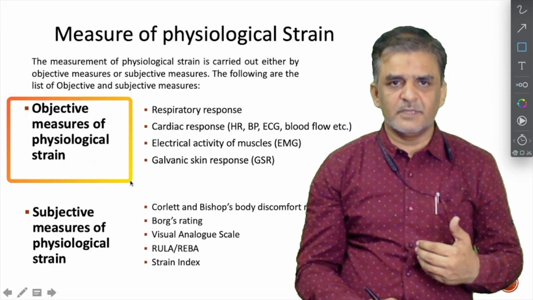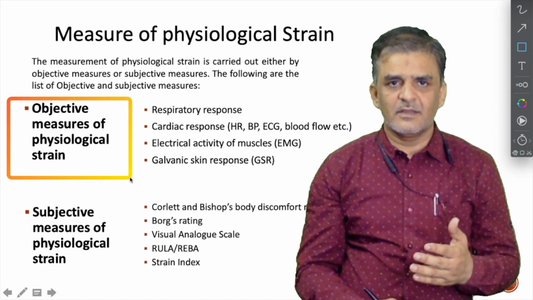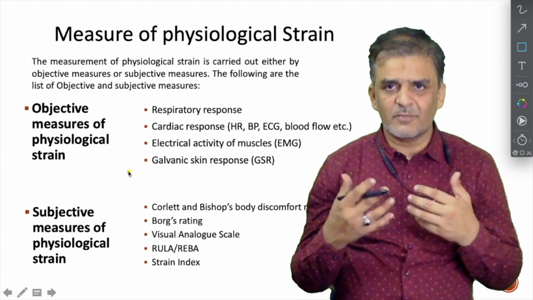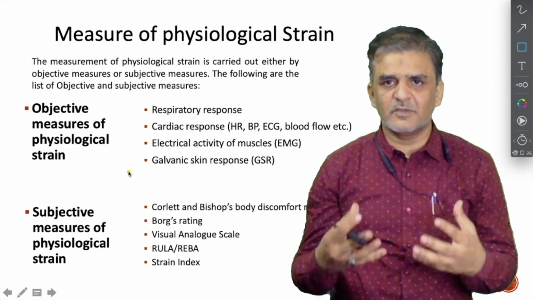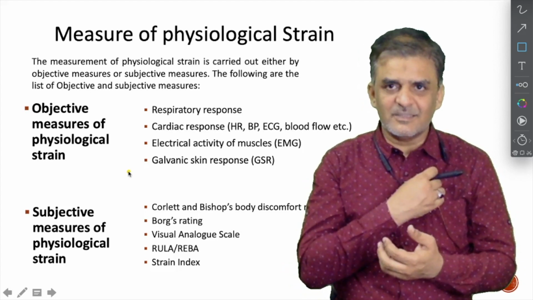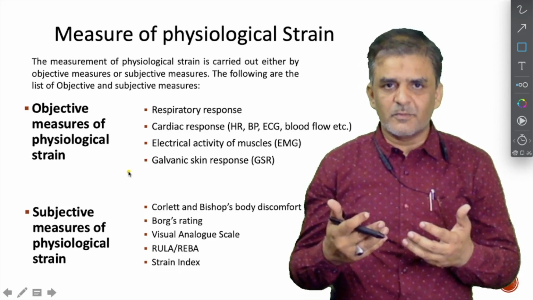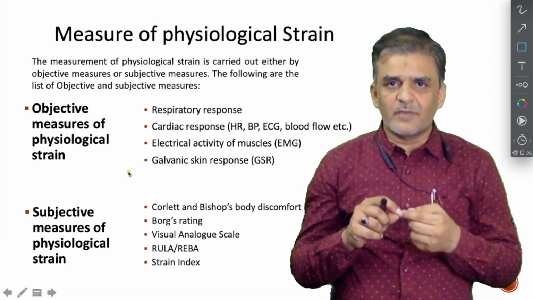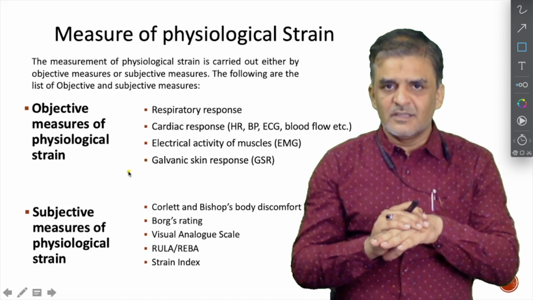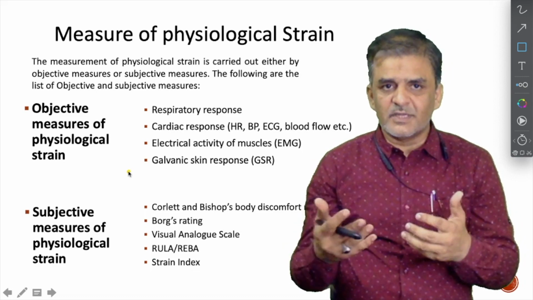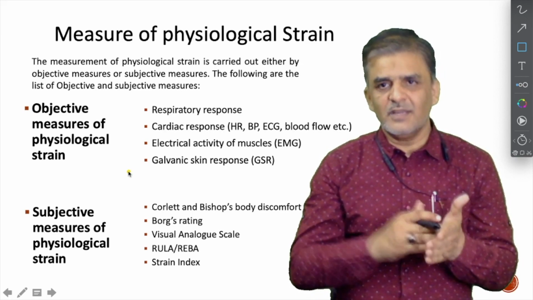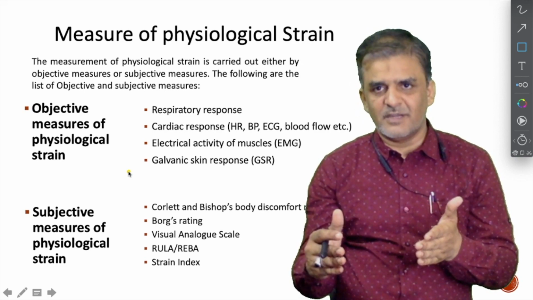In objective measurement, mostly the methods require some kind of equipment, because it is a direct measurement of fatigue over the body. Either you measure heart rate, blood pressure, ECG pattern, blood flow of the body, electrical activity from different muscles, the resistance of the skin, or body temperature. These are direct measurements, some kind of direct correlation between strain over the body and the measurement parameter of fatigue or discomfort.